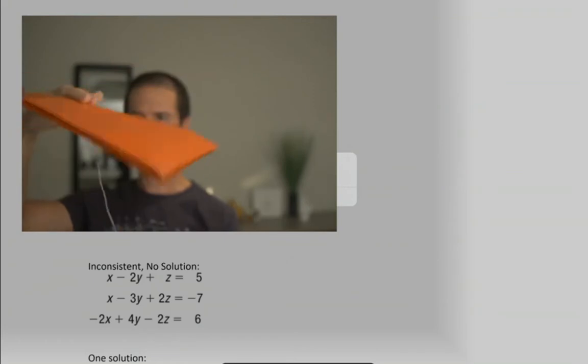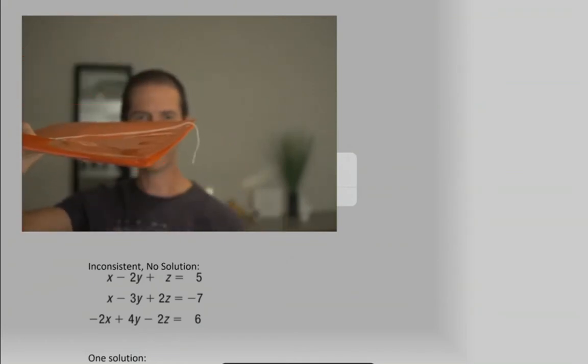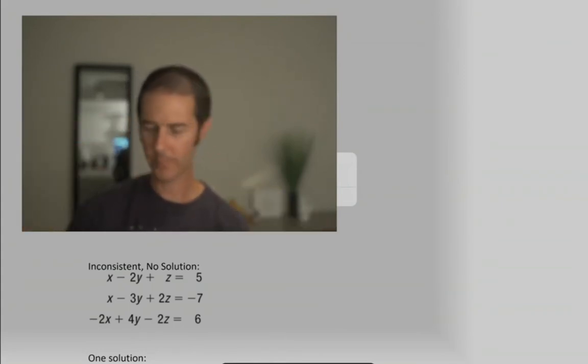without the string, see if I can get that string under control. There you go. A plane is a flat surface. And the string is distracting me.